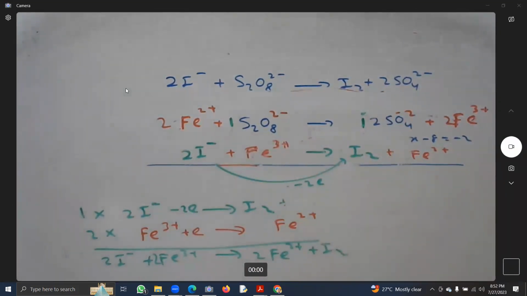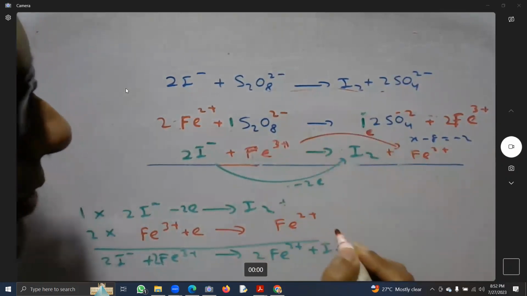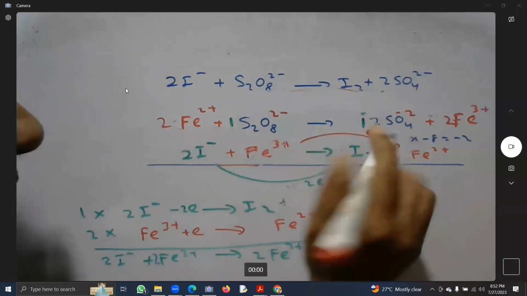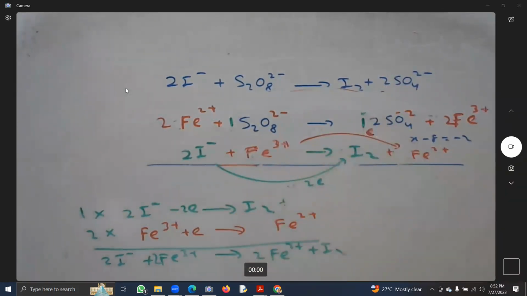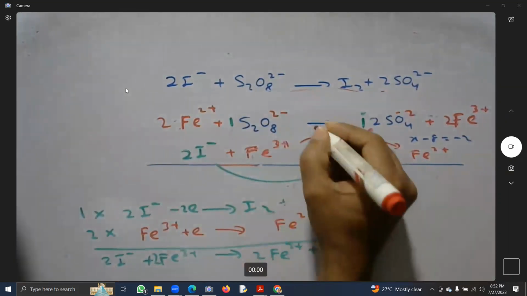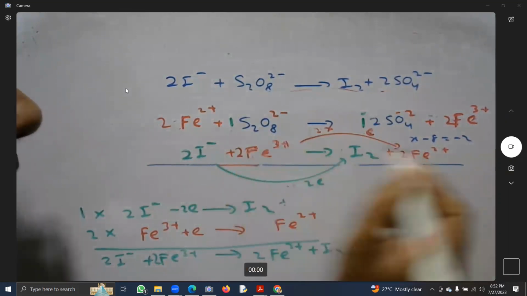But here to here, you will be gaining 1 electron. Lost or gain, it does not matter. I'll just put it without the sign. This is a transfer of 1 electron. This is a transfer of 2 electrons. Now I had to balance the electrons. So to balance the electrons, I realized I had to multiply this by 2. So I'll put 2 here, 2 here.